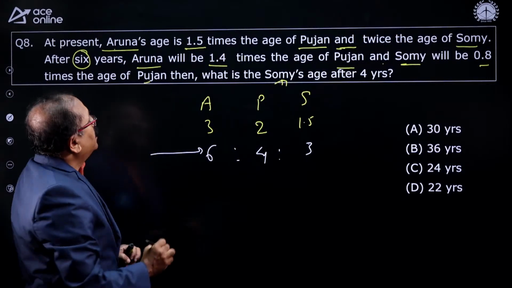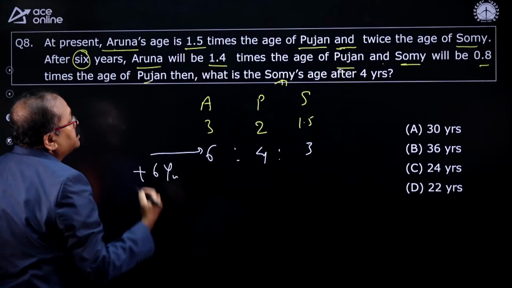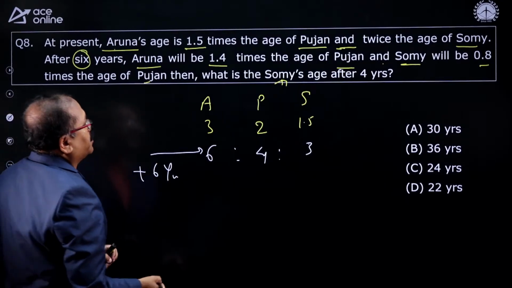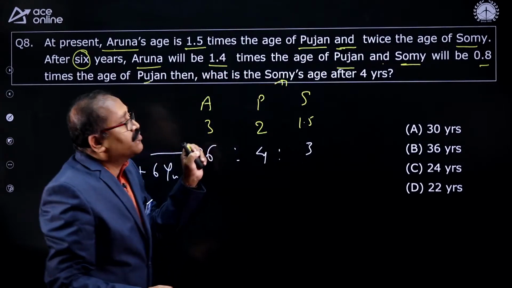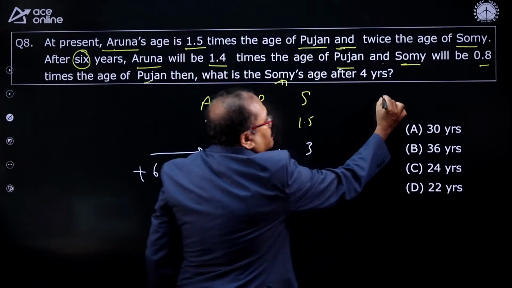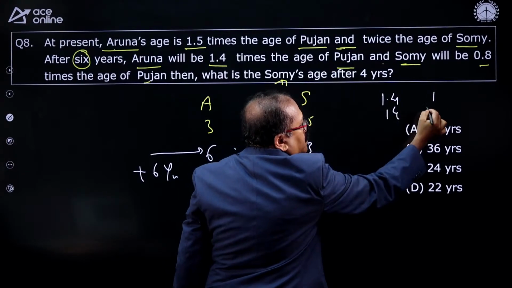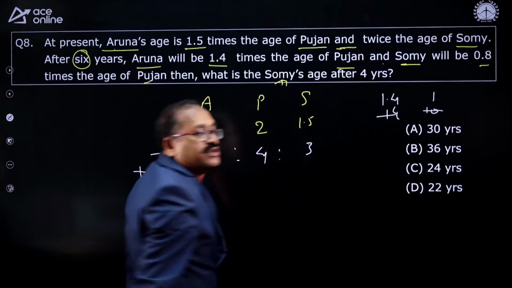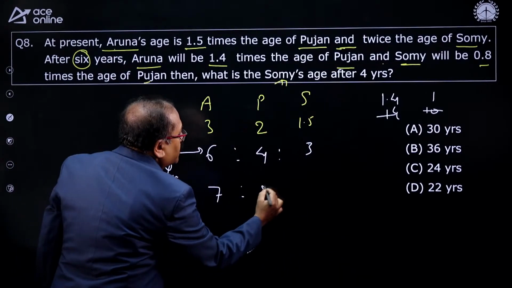Ratio 1. And it is said that after 6 years, another ratio is there of these 3 people. What is that ratio? Aruna is 1.4 times of Poojan. So if this is 1, this is 1.4. If this is 10, this is 14. And the ratio is 7:5. Okay. So this ratio is 7:5.